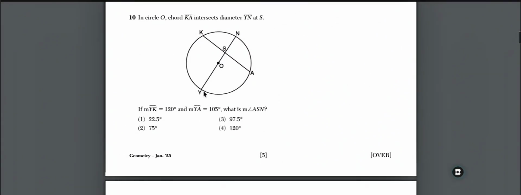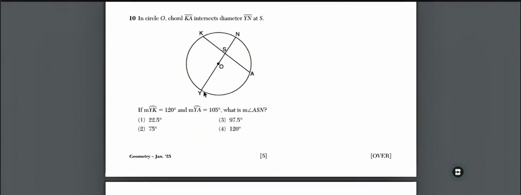Question number 10. In circle O, chord KA intersects diameter YN at S. If the measure of arc YK is 120 degrees and the measure of arc YA is 105, what is the measure of angle ASN? So they're looking for this angle right here. And they tell me that the measurement of arc YK is 120 degrees, and the measurement of arc YA is 105. Now, I need to determine the measure of angle ASN.